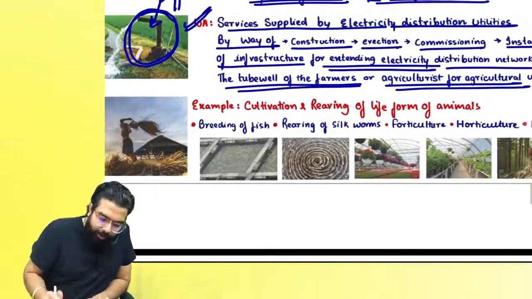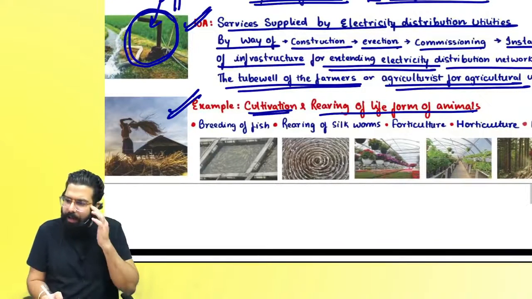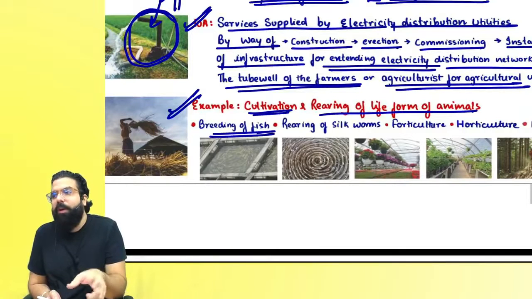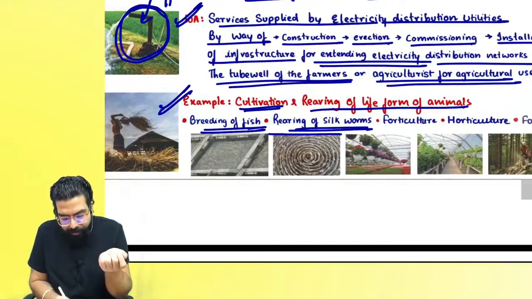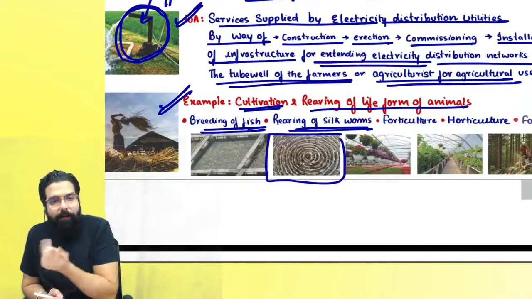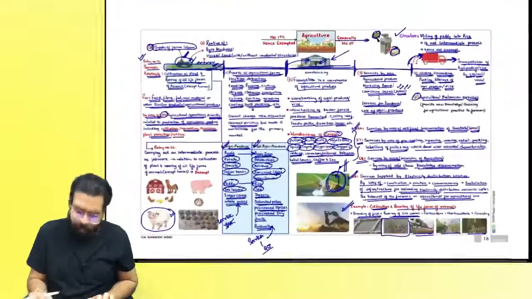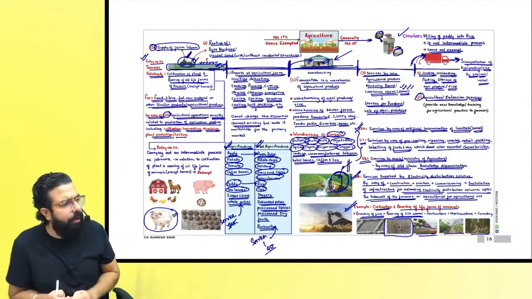Then, sir, there I have given some cultivation and rearing of all life forms of animal kind. Example, sir, breeding of fish is rearing of life form of animal. They are growing fish for food. Sir, rearing of silkworm cocoons, when they are grown for what? Silk. Then, sir, we have horticulture, etc. That is also cultivation of plant and rearing of life form of animal only. Can I go ahead, everyone?